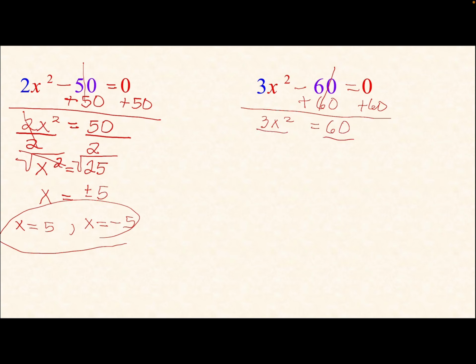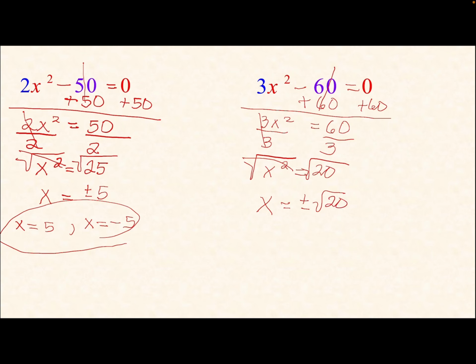Dividing both sides of the equation by 3. So you now have x squared is equal to 60 divided by 3. That is 20. Okay, so we need to get the square root. So x now is equal to positive negative square root of 20.